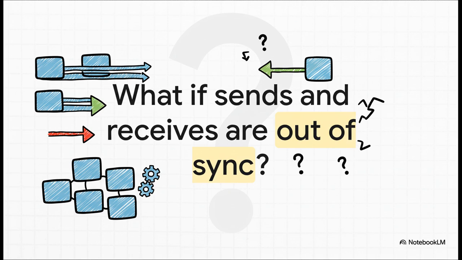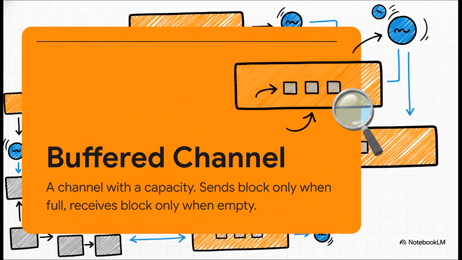With a normal channel, that super fast producer would just be stuck all the time, blocked, waiting for the slow consumer to catch up. And that tight connection, it can grind everything to a halt. And the solution is a buffered channel. Think of it like giving that pipe a little waiting area, or a queue. When you create it, you give it a size. Now the sender can drop a few items into the buffer and just move on, without waiting. This separates the sender and the receiver, letting them work at their own pace. It can make a huge difference for performance.